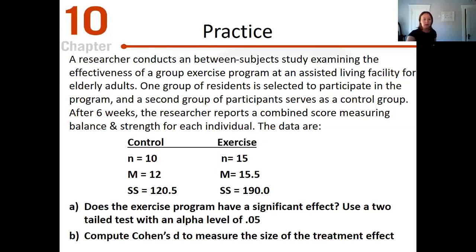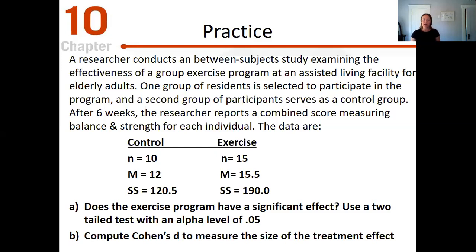as follows. The control group had 10 subjects. The average score on the fitness test was 12, and here's your sum of squares value, 120.5. Now, the exercise group had 15 people. The average score on the fitness test was 15.5, and the sum of squares is 190. Does the exercise program have a significant effect? Use a two-tailed test with an alpha level of 0.05 and then compute Cohen's d to measure the treatment effect.